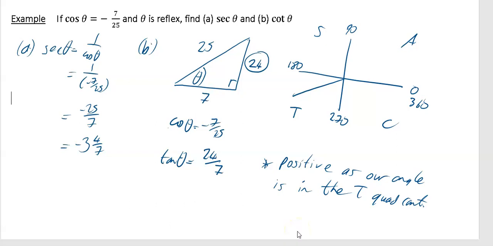Okay, right, so we've got our tan theta. What we actually have to do in this one is find our cot theta. So cot is 1 over tan. So in this case, 1 over tan is going to be 1 divided by 24 over 7, which is just going to be 7 over 24.